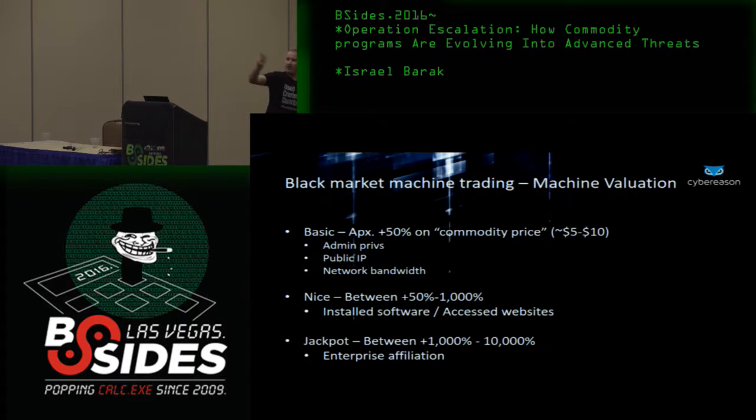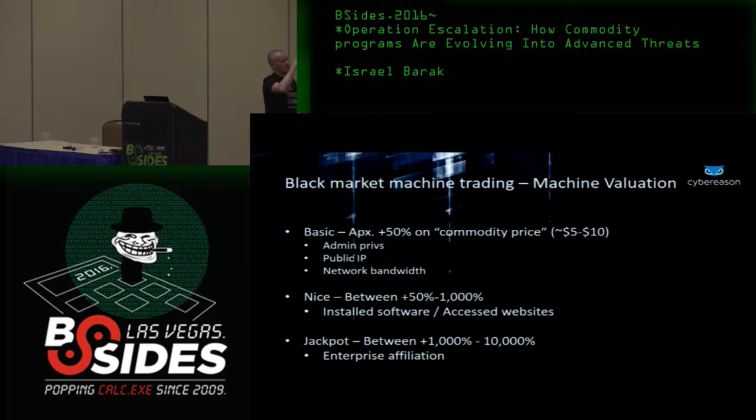So the most basic features that would up the price by approximately 50% on the commodity price, which is $5 to $10 per machine. Admin privileges, that saves a little time. Public IP, that means I can use that machine for setting up proxies, VPN gateways. I don't have to use specialized tunnels or C2 channels to get to it. I can use it from anywhere in the world. And network bandwidth. It has to be a significant amount of network bandwidth to actually impact that price.